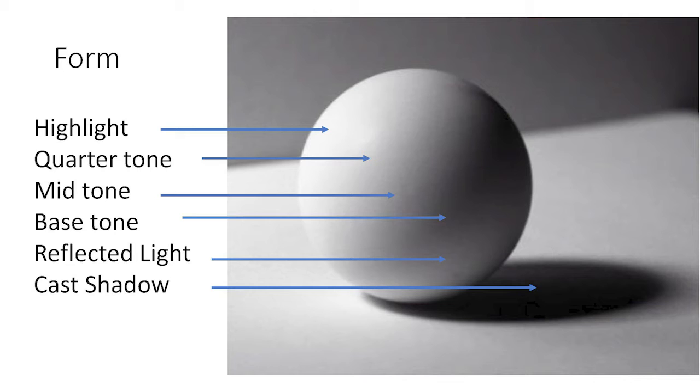Again, the base tone is the surface facing away from the light source and is still the darkest portion of our form. The reflected light is created from light from our light source bouncing off of a nearby surface and onto our form. This is very often a small area of value, and it's typically the same value as the midtone. And finally, once again, we have the cast shadow behind our object.